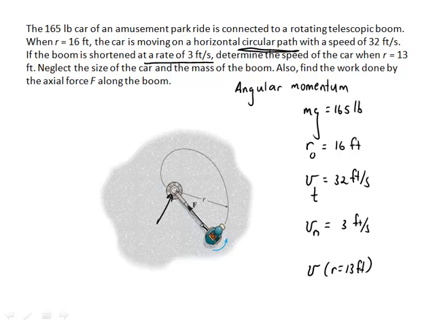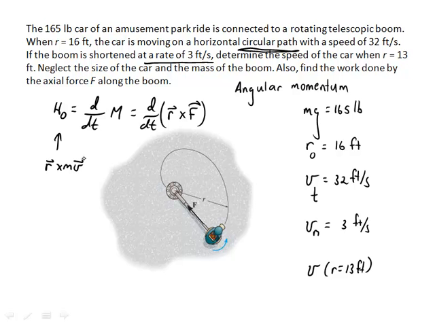The only force is along the radial component, and what that means is angular momentum will not change. Remember, the derivative with respect to time of angular momentum is equal to the moment. But there is no moment. The only force is along r. And since the only force is along r, r cross F is equal to 0, so the derivative with respect to time of angular momentum is 0. And what that tells me is the angular momentum, which is r cross mv, is going to be constant.